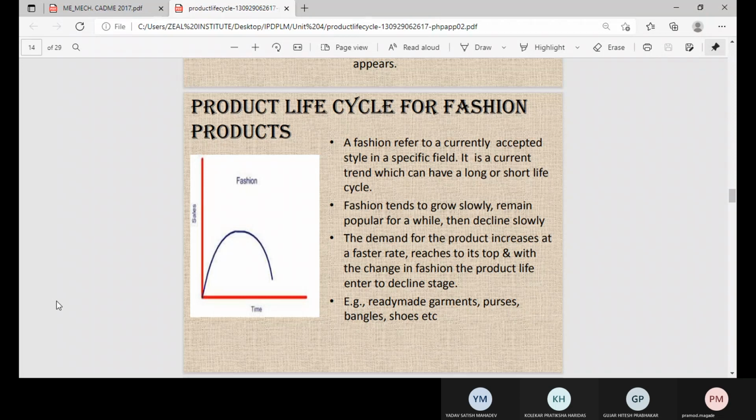Okay. So just graph, it indicates everything.